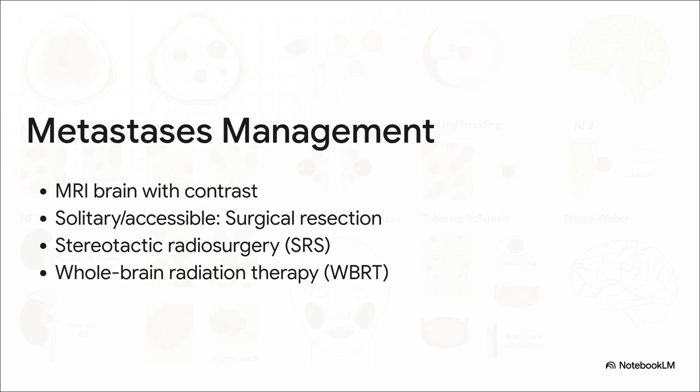So how do we manage this? If you have a patient with good performance status and a single surgically accessible brain metastasis, they should undergo surgical resection. After that resection, the next step is stereotactic radiosurgery or whole brain radiation, which really depends on the exact clinical context and the specific tumor type.